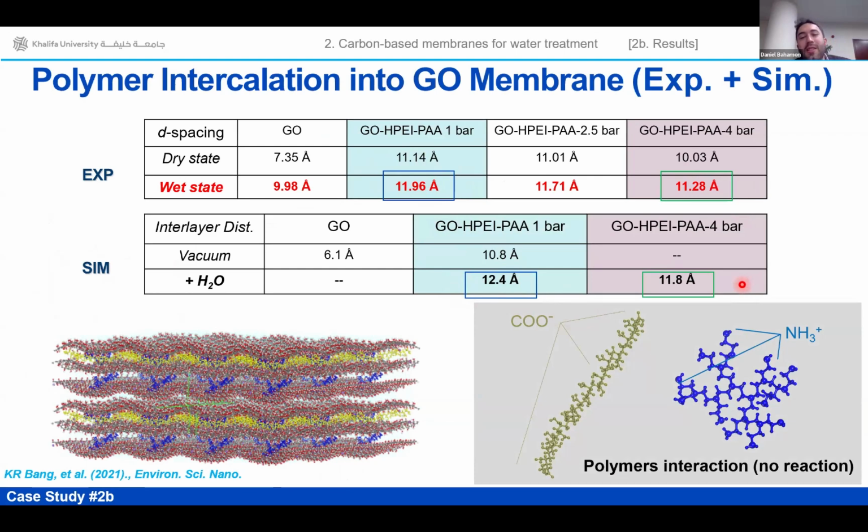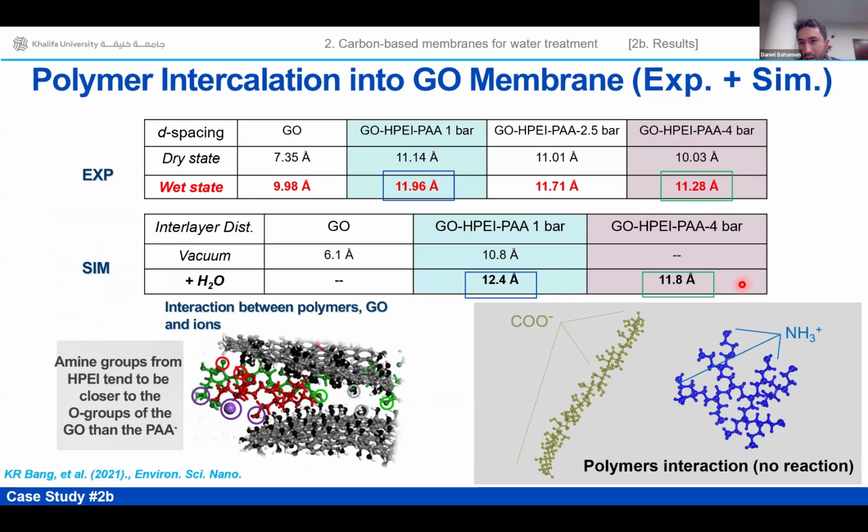Of course, they don't exactly agree with the experiments, because we didn't include the reaction taking place between the two polymers. But overall, it's a good comparison. And of course, I'm only showing these examples here, but there are more results in the published paper. And not only molecular simulations, but we also did some DFT calculations to evaluate the interaction between the different ions and the polymer, and what were the benefits of having these intercalated polymers.